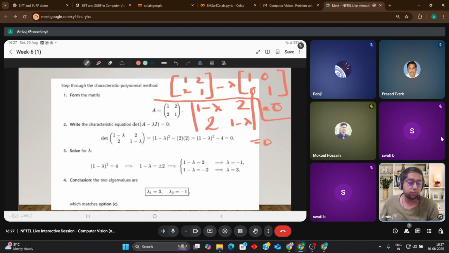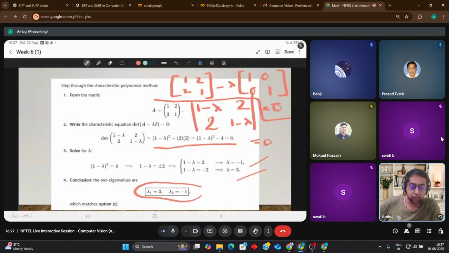This has been mentioned here. Sorry for my bad handwriting, this is because of the stylus. The determinant of this should be equal to 0. If I expand, I get the equation (1 minus lambda) squared minus 2 into 2 equal to 0. So (1 minus lambda) squared minus 4 equal to 0. You will get the values of lambda as minus 1, 3. So 3, minus 1 is option number C.